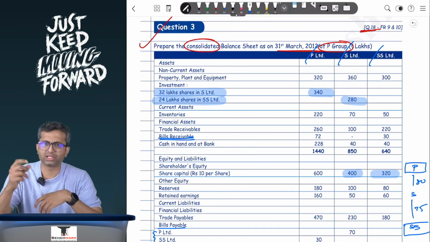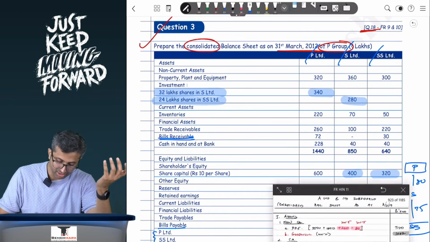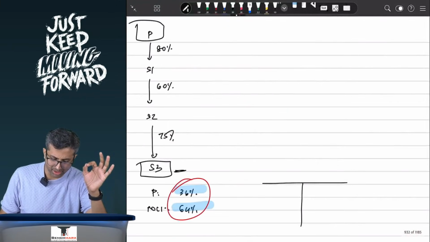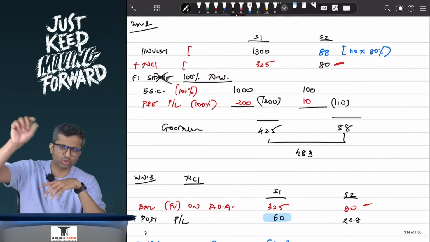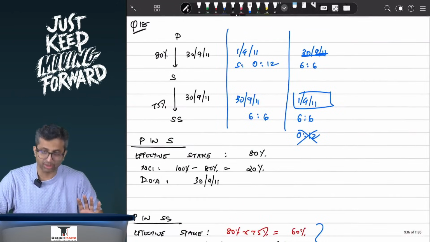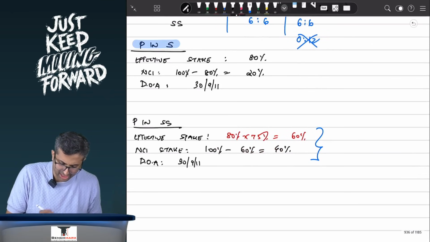I can directly multiply the NCI percentage and get the market value. So how do we solve for this, sir? We will first prepare our Schedule 3 balance sheet format. After preparing it, we prepare our notes where you take over all assets and all liabilities, show the NCI working as well, and then over here P is working in S.